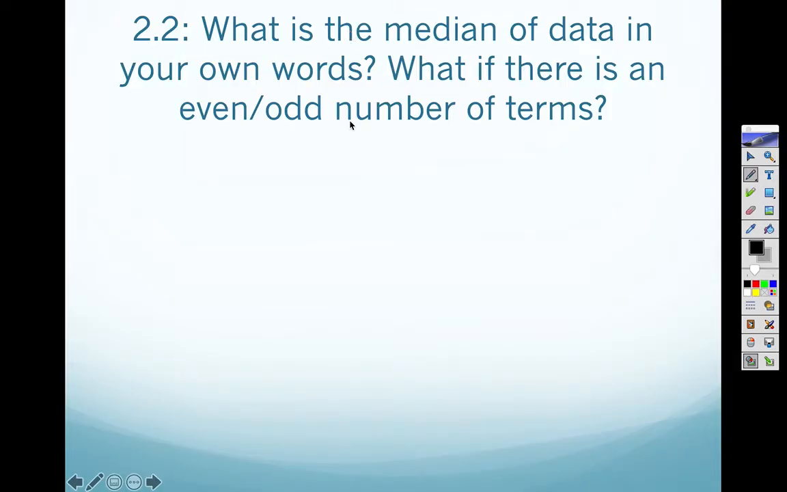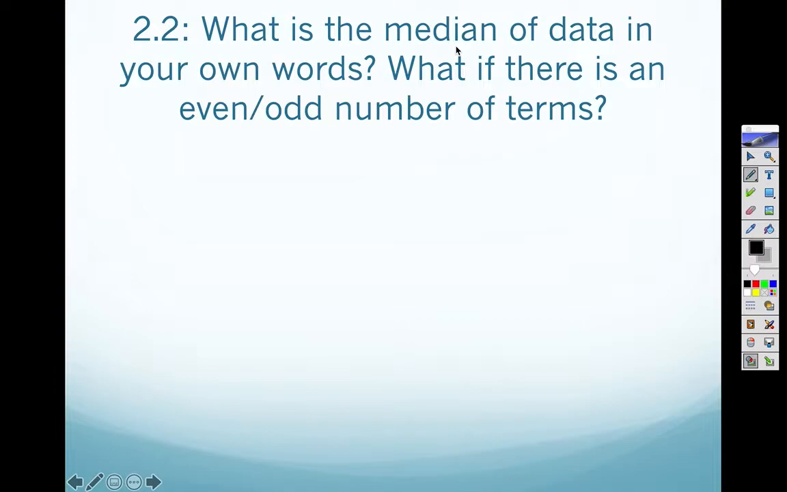Okay, guys, welcome to Chapter 2, Section 2. This is the first part of Section 2. It's a large section with a lot of data analysis going on. So, what we're going to start with today is this word, the median.